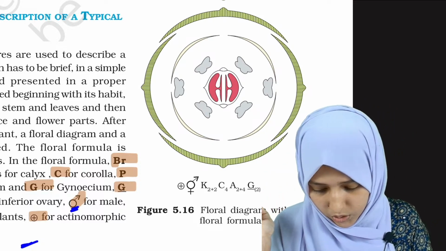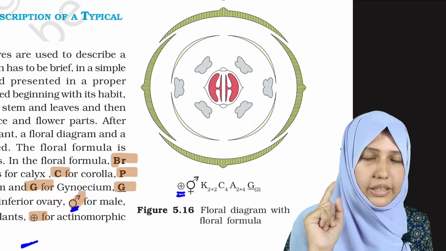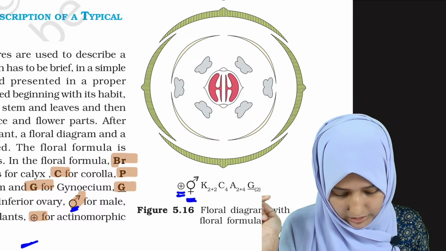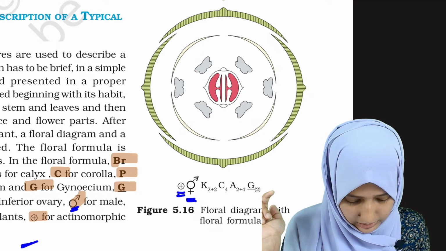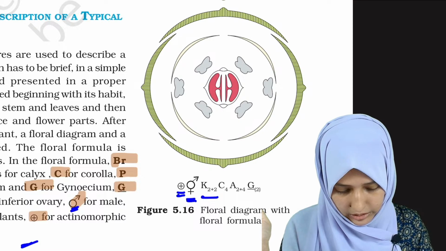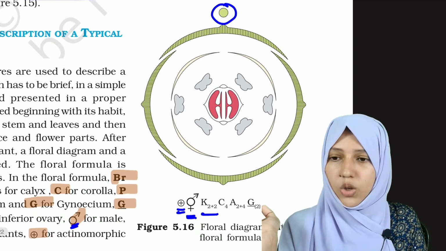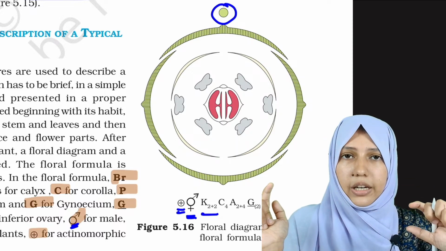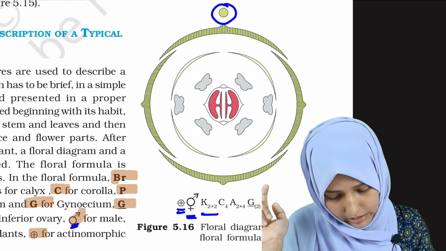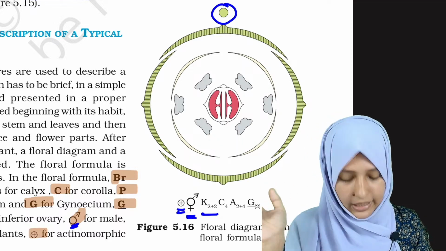Clear? So we will see the first one. It is actinomorphic, which means radially symmetrical. Next, it is a bisexual plant. Then the calyx is having two bundles, 2 plus 2. Just see, the calyx is the outermost layer, right? So what does this dot indicate? It is the relation with the mother axis. And this is the calyx. Two inner and two outer sepals of the calyx are present.